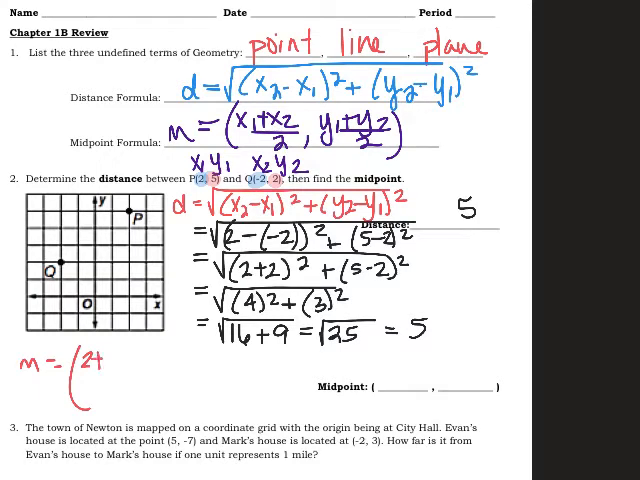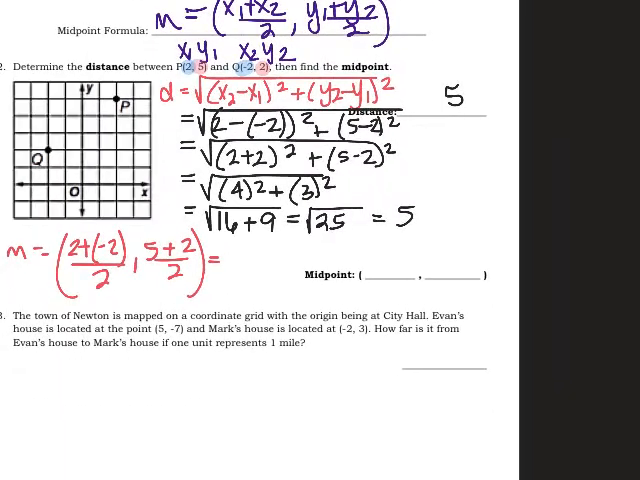So 2 plus negative 2, divided by 2. What are my 2 y's? 5 plus 2 divided by 2. Okay, so now let's just add them. What's 2 plus negative 2? 0. And 5 plus 2 is 7, divided by 2. So what's 0 divided by 2? 0. And what's 7 divided by 2? 3.5. So yes, you can get zeros. Yes, you can get decimals, okay?